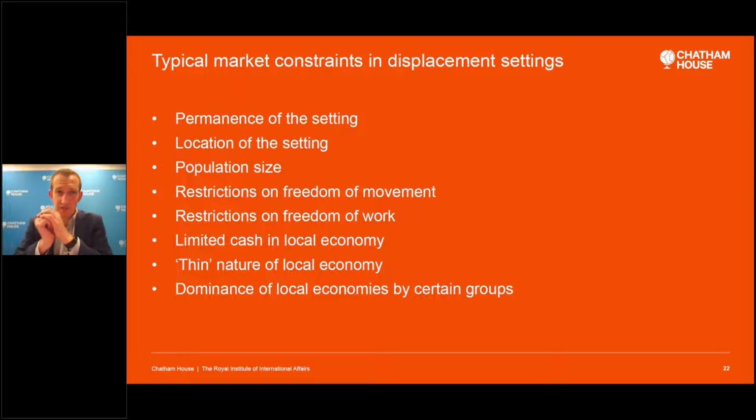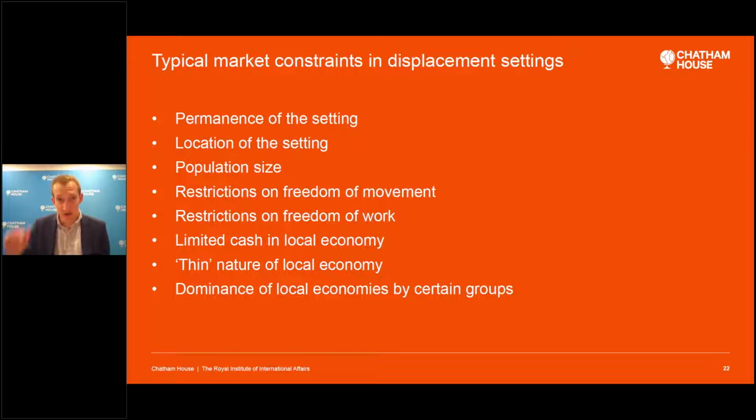On the flip side, in terms of the market constraints, these are some of the things that I brainstormed and came up with. Permanence of the setting: we all know in a humanitarian environment this is not guaranteed. In some of my work in Burkina Faso, a camp in the north of the country was closed due to jihadist threat back in 2018. Also, Practical Action's recent work in Rwanda in the Gihembe refugee camp was closed on the basis of government decisions. So permanence cannot be guaranteed.